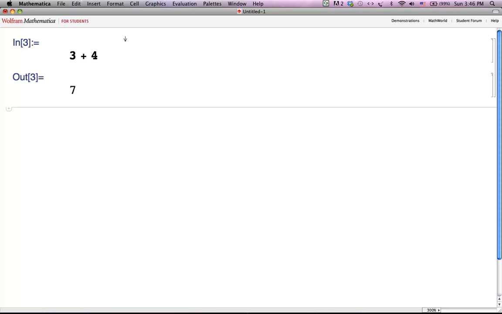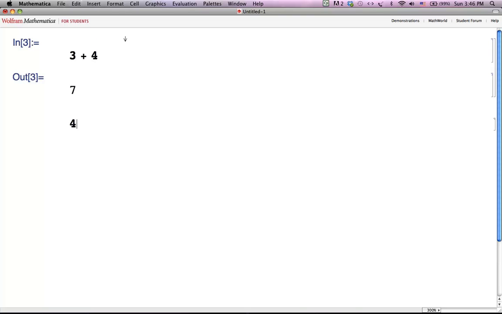In this video, we'll see how we can use Mathematica as a calculator. Just like a normal calculator, Mathematica can add, subtract, multiply, and divide. So, for instance, 3 plus 4. We know that should be 7. In order to execute a command in Mathematica, we have to hold down the Shift key, and while we're doing that, we press the Enter key. So Shift, Enter, and we get 7.